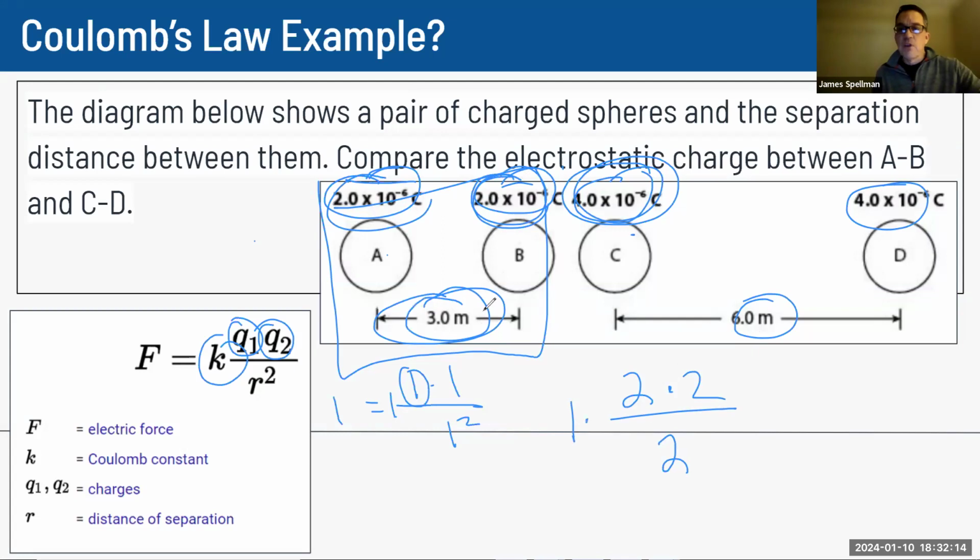Now, the key here is, as we make a comparison, we don't want to say that 6 is 3 bigger than 3. We want to say that 6 is twice as big as 3. And so we want to use multiplication and division things here.